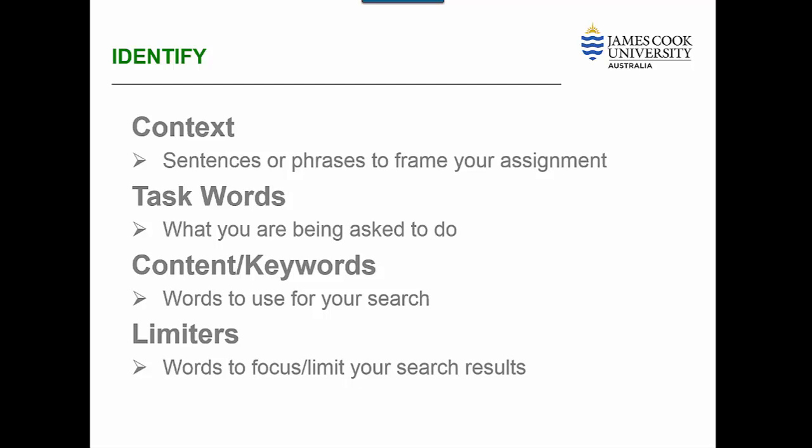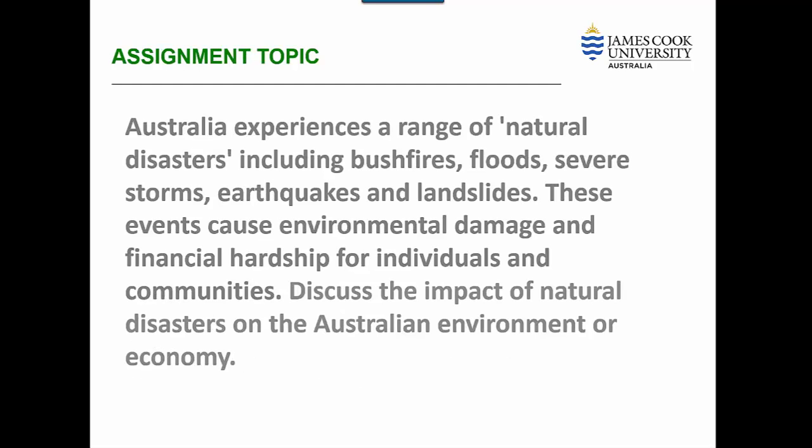Let's take a look at how this would work. Okay, so let's first look at our assignment question. Australia experiences a range of natural disasters, including bushfires, floods, severe storms, earthquakes, and landslides. These events cause environmental damage and financial hardships for individuals and communities. Discuss the impact of natural disasters on the Australian environment or economy. So take a minute to look at the topic and see if you can identify the context, the task words, the content words, and the limiting words.